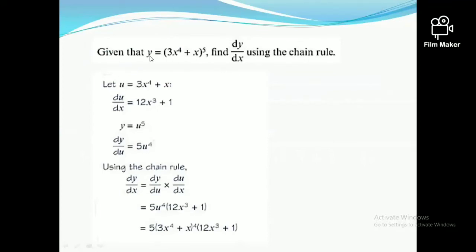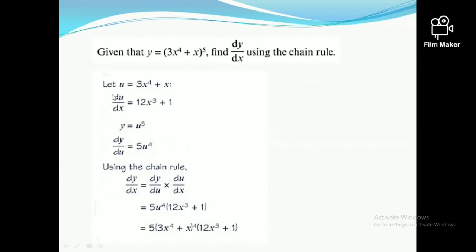Given that y equals 3x to the power 4 plus x to the power 5, find dy by dx using the chain rule. This is pretty simple. Initially, assign the term inside the bracket as u. This is the usual technique where we used to do it. Right. Then first you have to take the term inside the bracket as u. Then you can understand that u becomes a function of x.